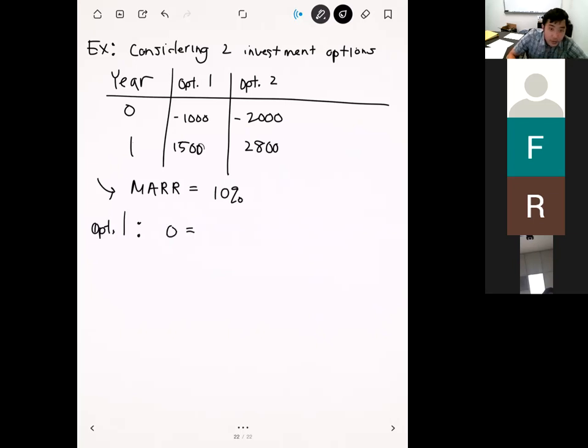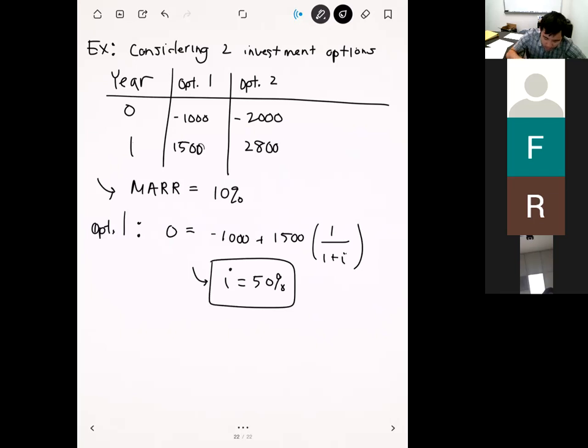This is going to be minus 1,000 plus 1,500. Since this is a pretty simple case, I'm just going to plug in the formula for this. Normally we do a P over F factor for n equal to 1 year, but since n is equal to 1, we can just plug in. If we solve for I here, we get I is equal to 50%, which makes sense because our money grew by 50% of our initial investment.